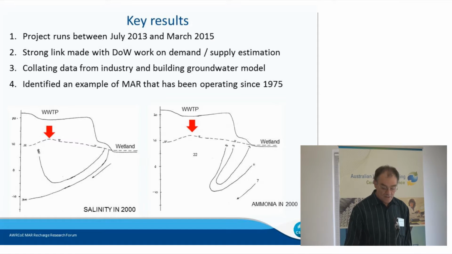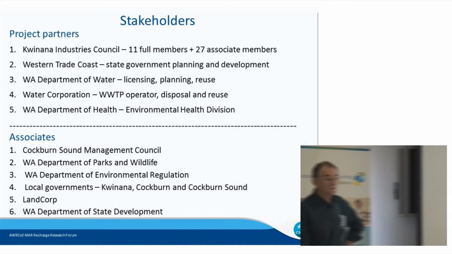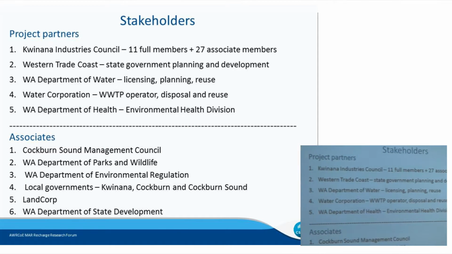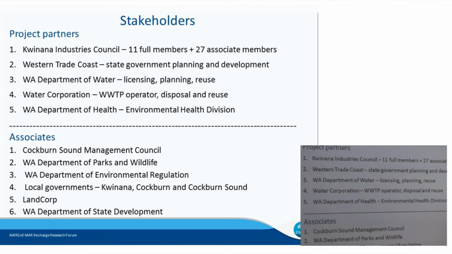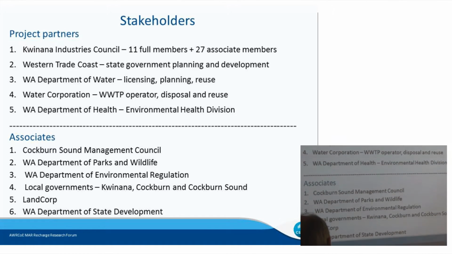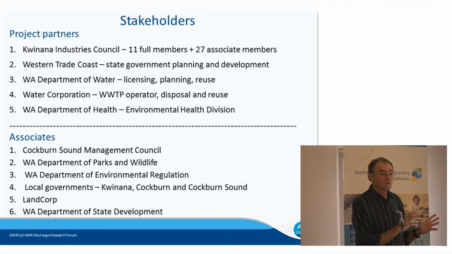So the stakeholders. This is actually very much an industry-focused project. Obviously, if we're looking at water supply for industry, the Kwinana Industries Council, which has got 11 full members and about 27 associate members, are a major player in this. The Western Trade Coast is a government agency that is looking at not just the heavy industry but also the light industrial areas around this area.